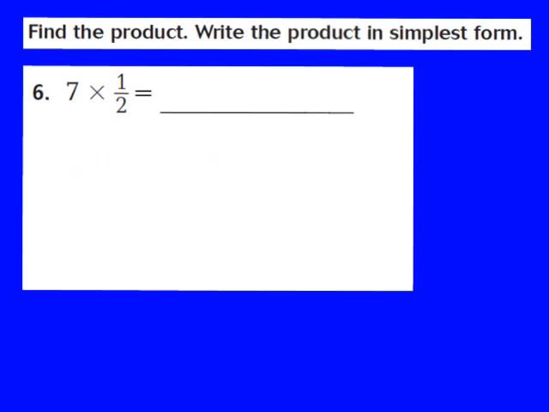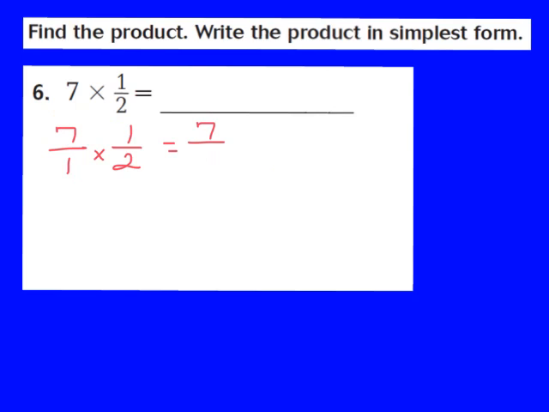So let's begin to rewrite that problem. I'm going to take my 7 and make that 7 over 1, and multiply that by the fraction 1/2. Now, once I've dealt with that whole number factor and made it 7 over 1, we're going to work on multiplying the numerators together. So I'm going to multiply my 7 times my 1, and once again it's just multiplying straight across, numerator times numerator. Well, I know that 7 times 1 is going to give me 7, so I'm going to make that 7 the numerator of my product.